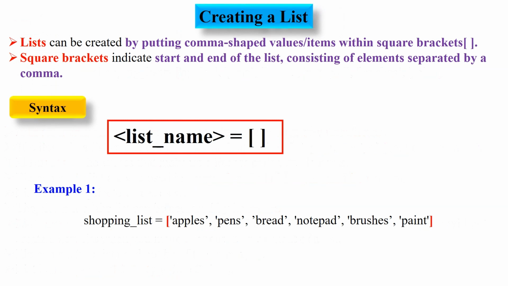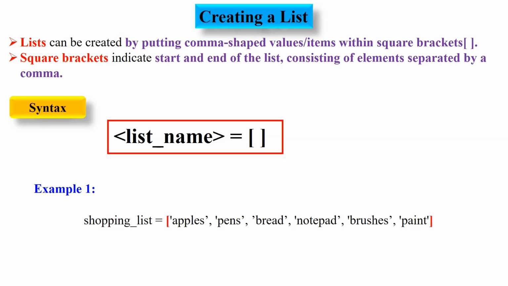Let's see how to create a list. Lists can be created by putting comma-separated values or items within square brackets. Square brackets indicate the start and end of the list, consisting of elements separated by a comma. The syntax is list name equals square brackets. This construct is termed as a list display construct. Square brackets contain the set of values or elements constituting the list, or with no values, we can say an empty list. The items in a list can be of any type such as string, integers, float, objects, or even a list.